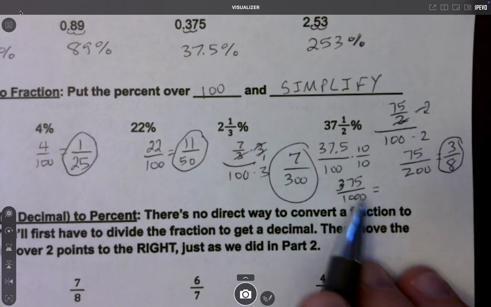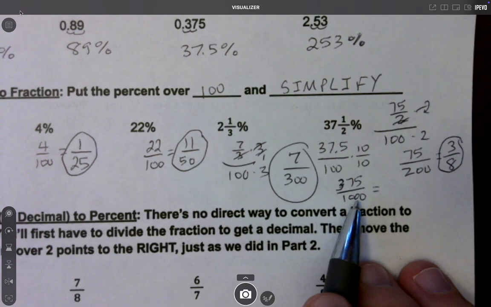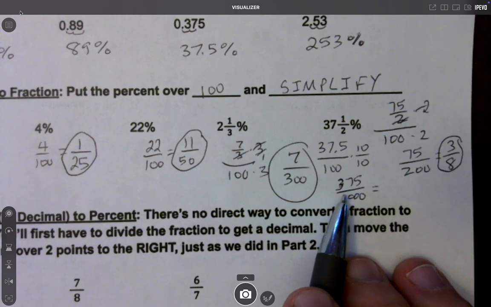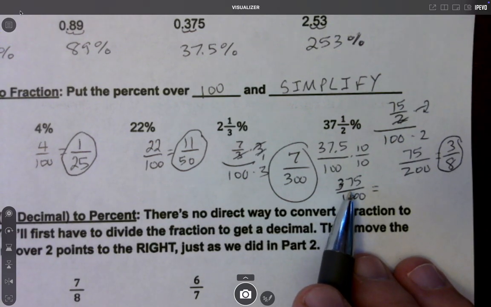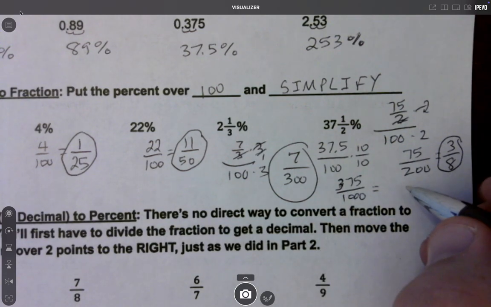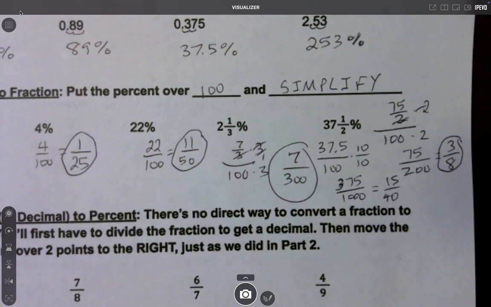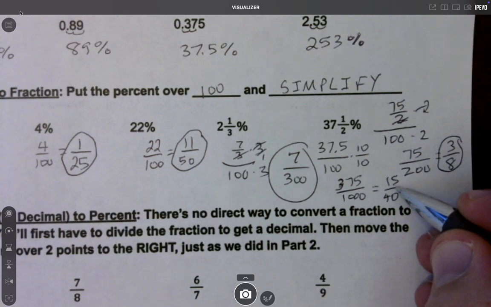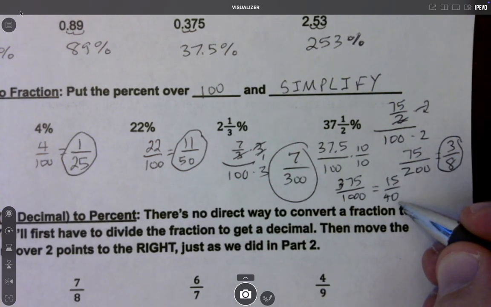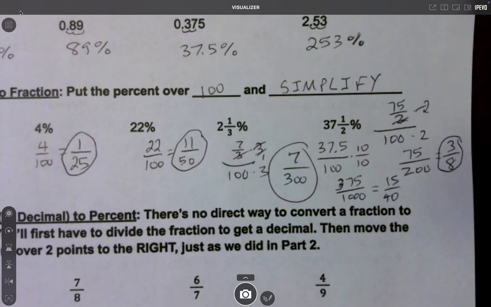You could start by saying both of these go into 25. I think there's a bigger number, but 25 is an obvious one that'll at least get us in the right direction. 25 would go into 375 15 times, I believe. And it'll go into 1,000 40 times. Then those are both divisible by 5. 15 divided by 5 is 3. 40 divided by 5 is 8.